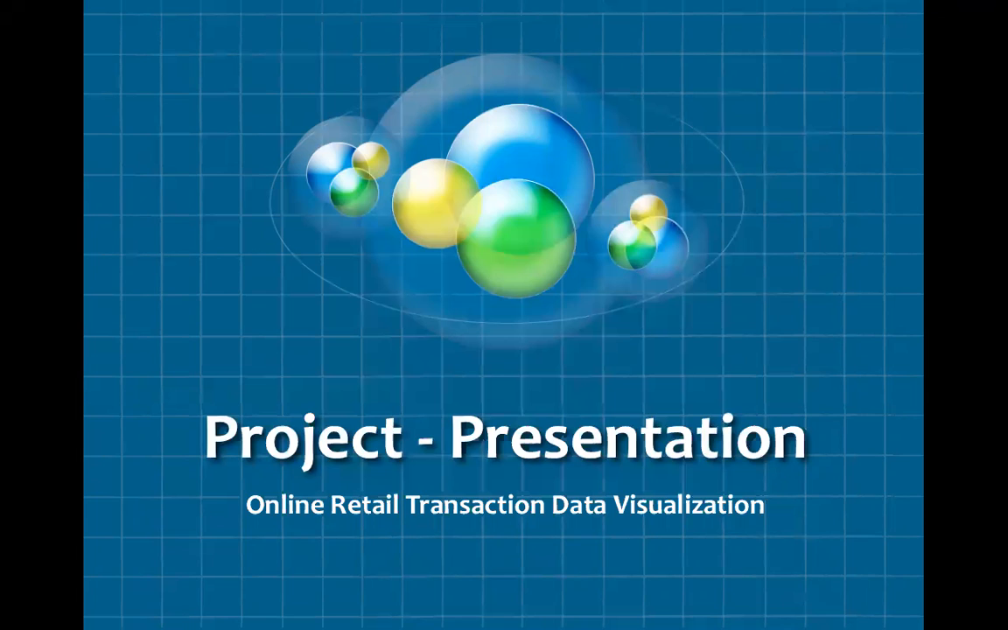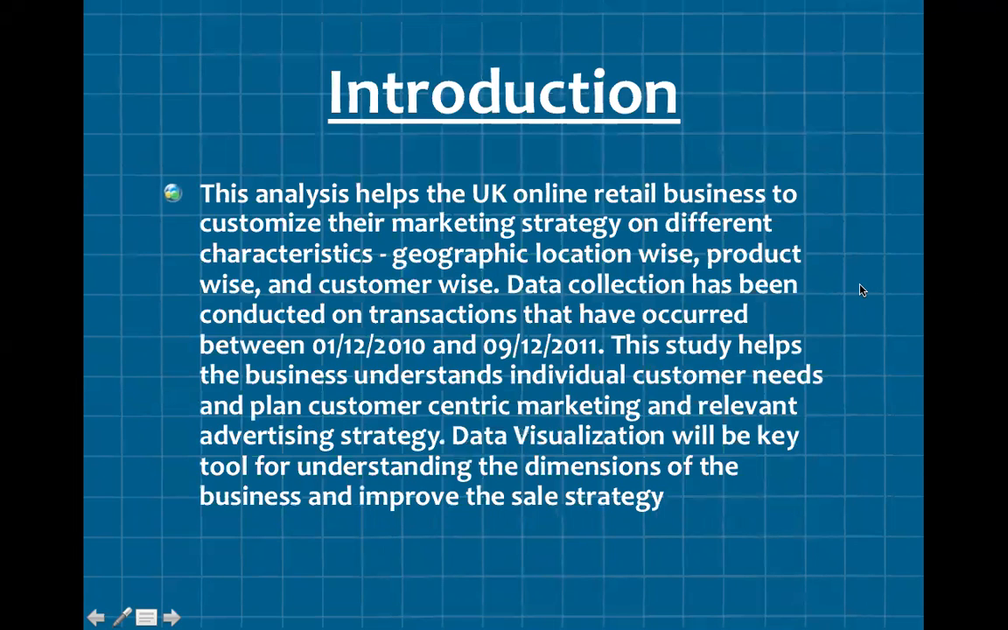Today we are going to talk about our project. We work together on online retail transaction data visualization. This data we have gathered and downloaded from the UCI website. This data set has data between 2010 and 2011. We thought this data would be very good and very challenging for our data visualization, because with this we'll be able to understand the sales strategy and it can be helpful in making future decisions.